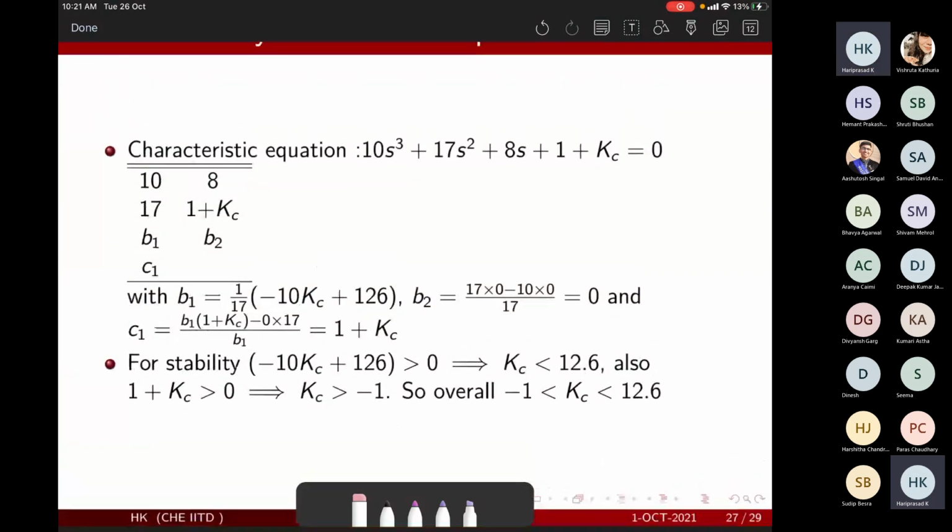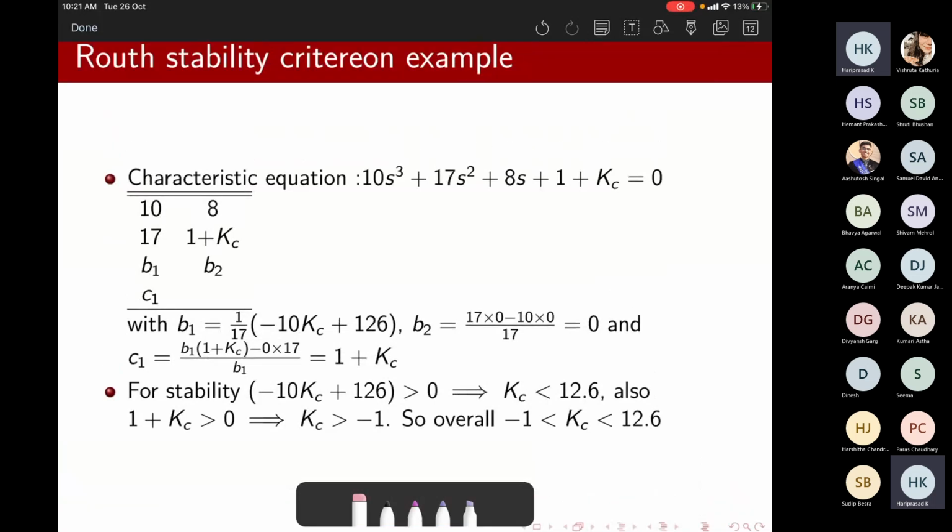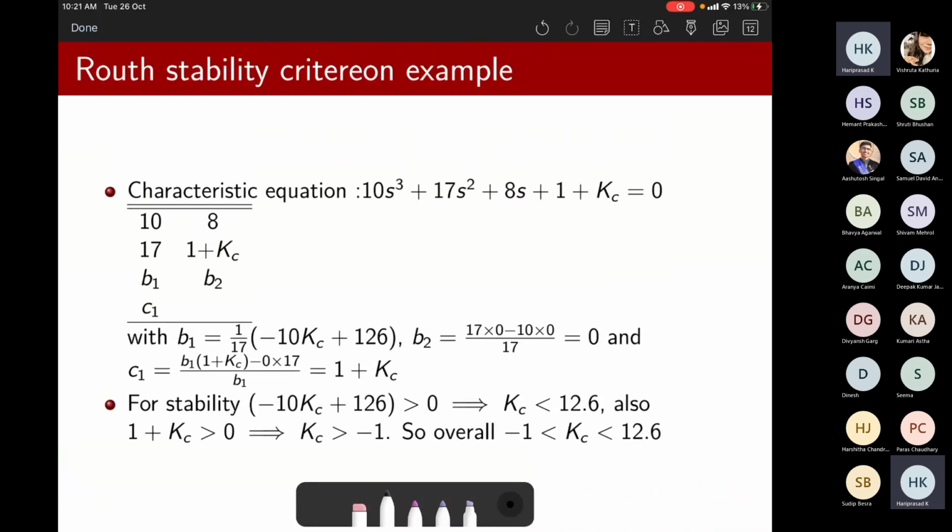Okay, so I have solved one or two problems related to that in the tutorial. I'm not going to take this. You can check this. It is as simple as that. The problem here is to check what value of Kc makes this system stable.